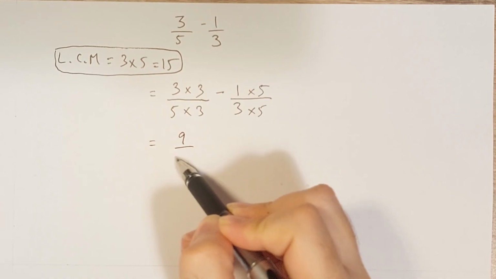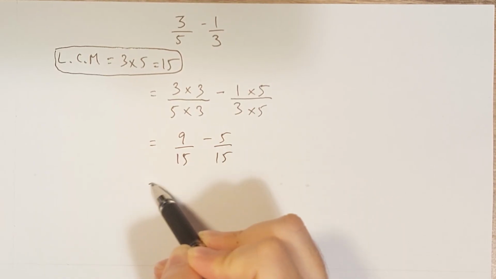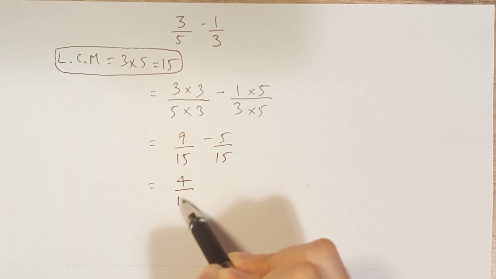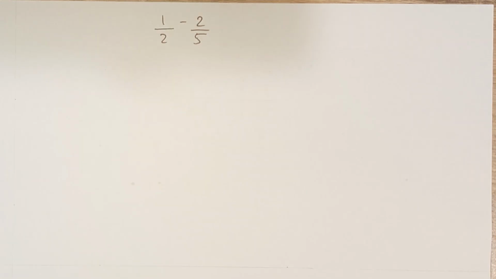This gives us 9 by 15 minus 5 by 15, and this gives us 4 by 15. This is our answer. We cannot simplify it further. The numerator is not greater than the denominator, so this is our answer. This is our last question for this video, 1 by 2 minus 2 by 5.